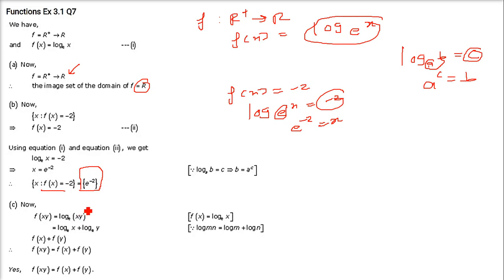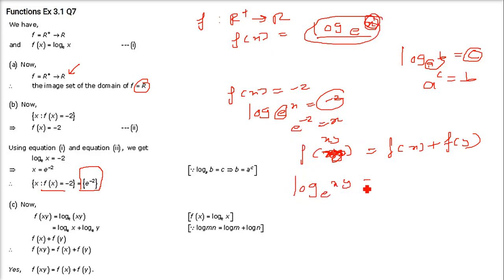The third one is whether f(xy) = f(x) + f(y). Let me write f(xy). This is x into y. Let me see, what is f(xy)? Now, f(x) is log base e of x. Here I have to put xy in the place of x. So log base e of xy, and this is equal to f(x) plus f(y).